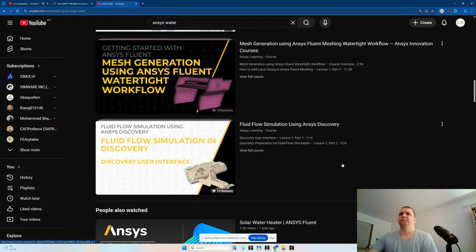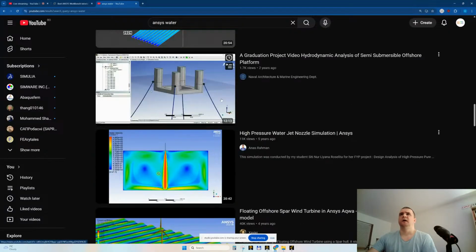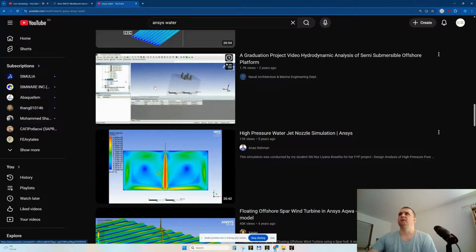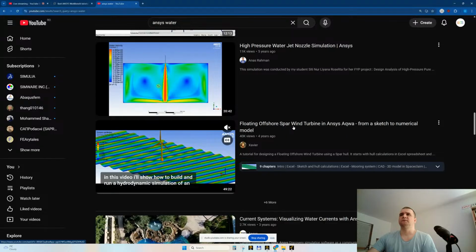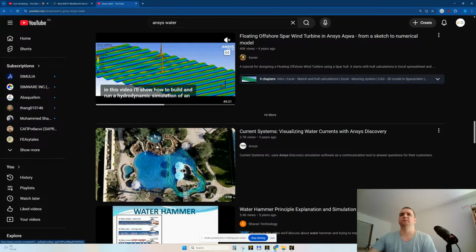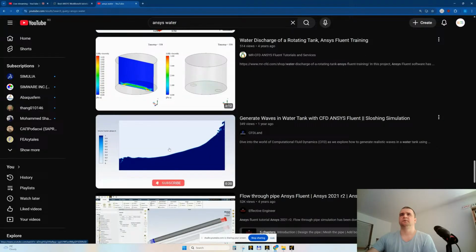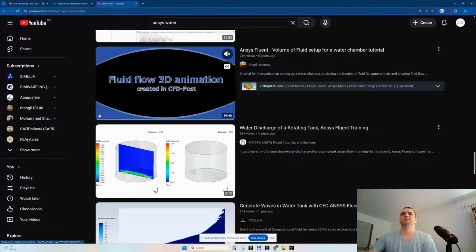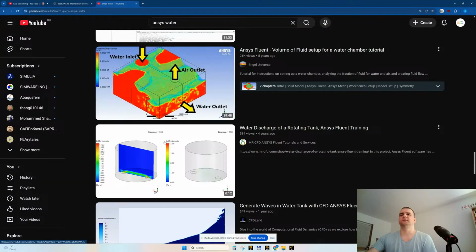ANSYS Workbench, hydrostatic pressure, no. ANSYS Discovery, no. This is made with Aqua, I think. Offshore spar wind turbine ANSYS Aqua. This is a different domain, different from CFD, different from coupled Eulerian-Lagrangian. What I am simulating now is kind of similar to volume of fluid in CFD, with this domain, volume of fluid.